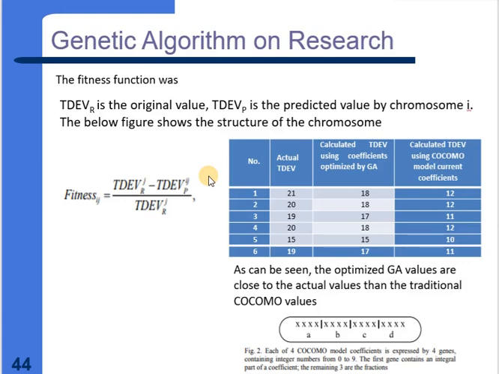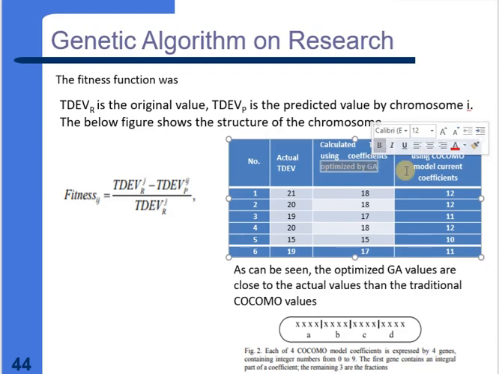Now the fitness function is that theta, the development time or the man hours gauged at the end of the project, minus the one that is predicted, divided by the actual one. So as I told you, parallels were drawn between three things: the actual development time, the development time predicted by a genetic algorithm, and the one predicted by the conventional COCOMO, in which the parameters were not optimized.